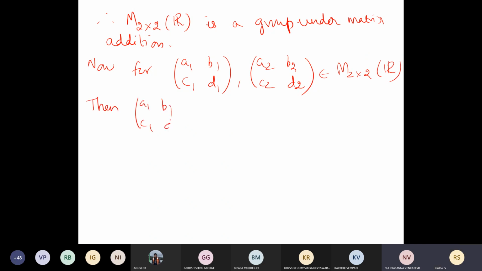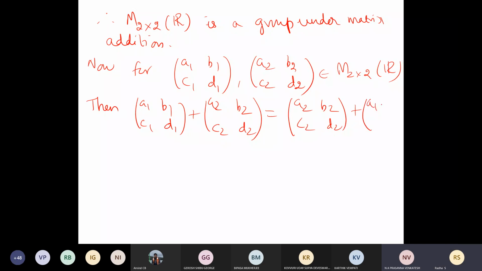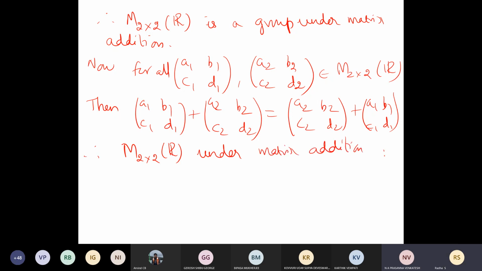A1, B1, C1, D1 plus A2, B2, C2, D2 is always equal to A2, B2, C2, D2 plus A1, B1, C1, D1, for all, right? So therefore, what? M2 cross 2 under matrix addition is an abelian group. Not only a group, it is an abelian group. Very important. This concept is new to you.